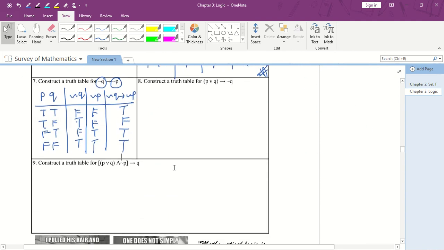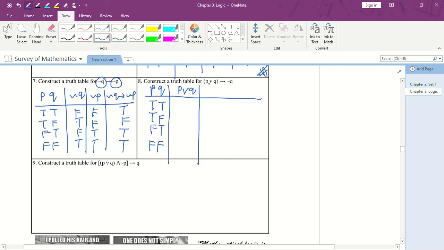And the next one, construct a truth table for P or Q, then conditional to negation Q. So again, the same thing, we'll draw a truth table. And here's P and Q: true, true, true, false, false, true, and false, false. And we start with this one, from the left to the right, okay? So P or Q.